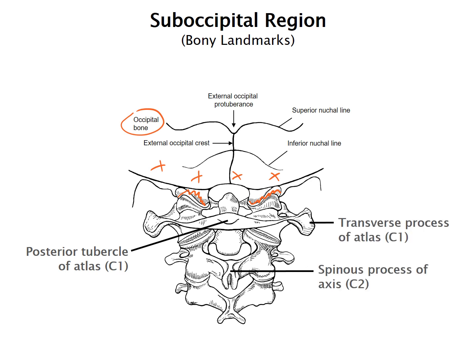And the third leader line is pointing to the bifid spinous process of C2, the axis. The last landmark of relevance here is the occipital bone itself. So again, all 4 key landmarks include the occipital bone, the posterior tubercle of the atlas, the transverse process of C1, and the spinous process of C2.